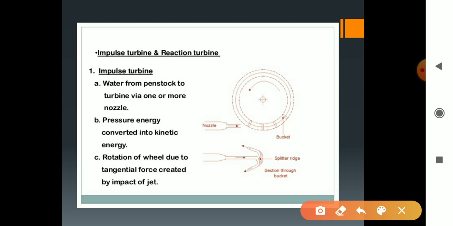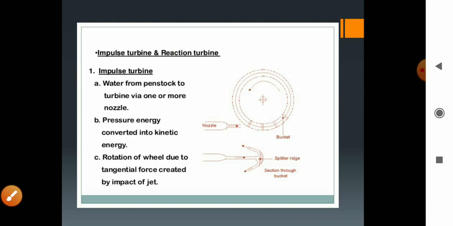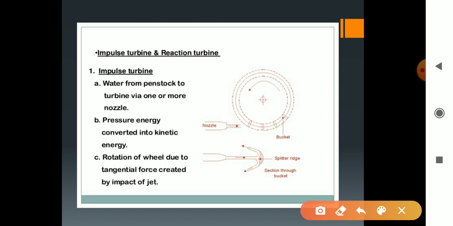Next, the impulse turbine and the reaction turbine. We have the design basis of the impulse turbine, how the impulse turbine actually works. The water goes from the penstock to the turbine via one or more nozzles. The main parts are the nozzle and the flow regulating arrangement, and the second is the runner and bucket. There is rotation of the wheel due to the tangential flow created by the impact of the jet.